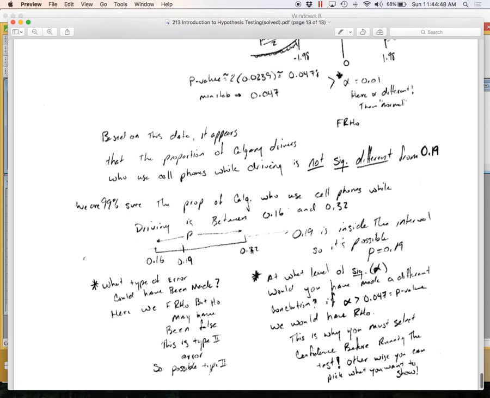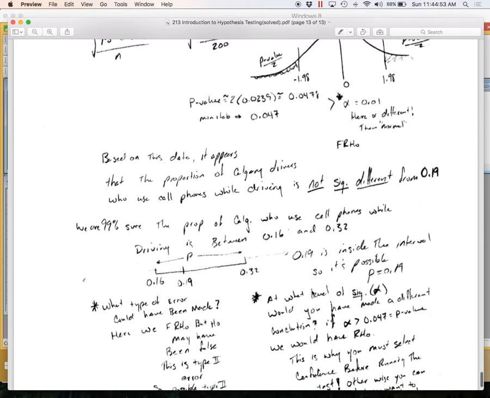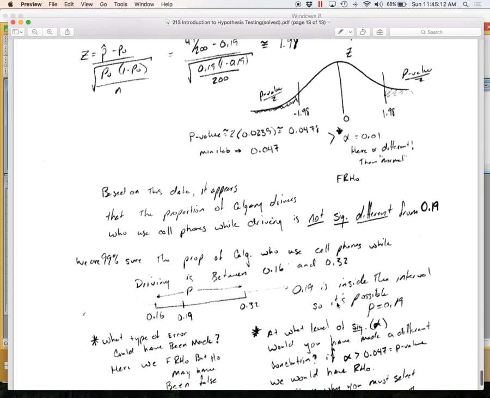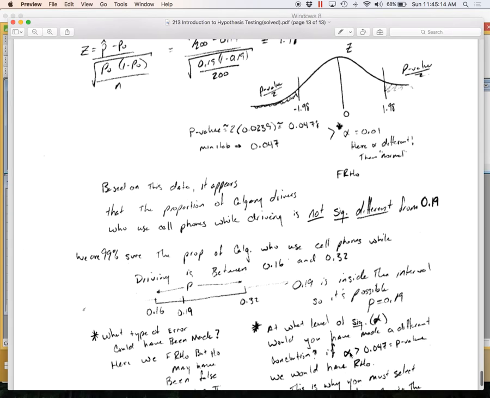An additional question to get you thinking. At what level of significance would we have made a different decision? As you can see, when alpha was 0.01, we failed to reject the null hypothesis. If alpha was 5%, 0.05, then we would have rejected the null hypothesis. So when would we have switched? Okay, and when you look at the p-value, you realize that if alpha was greater than whatever the p-value is, that's when we would have switched our decision from failing to reject to rejecting.